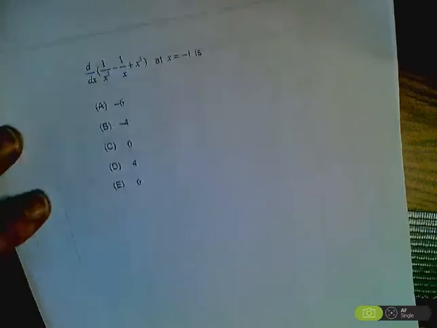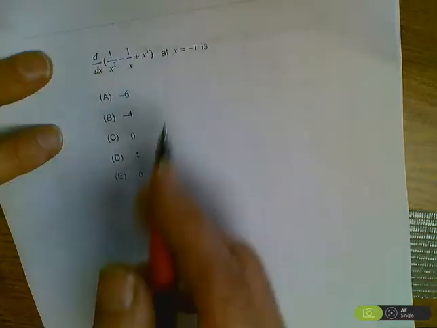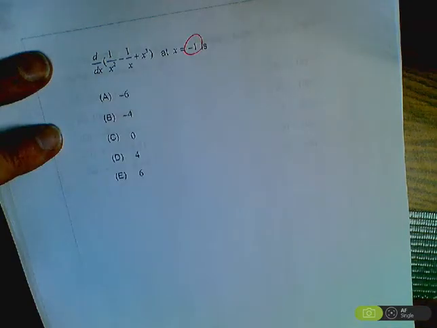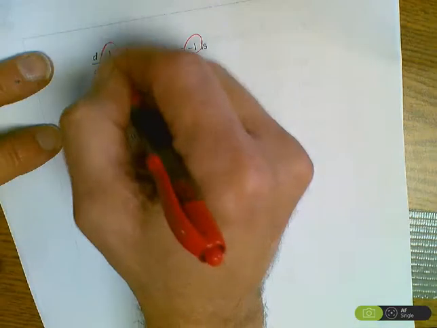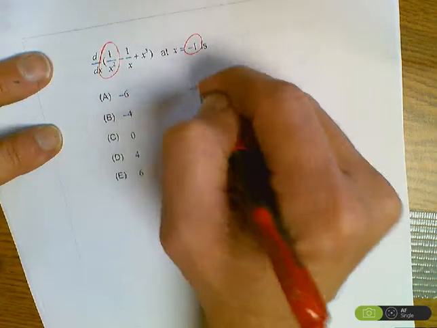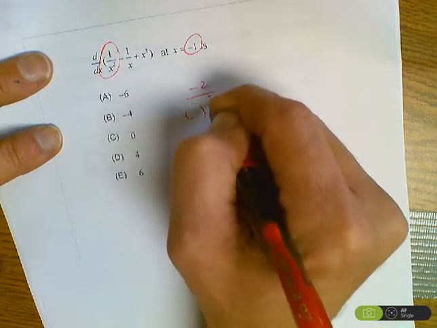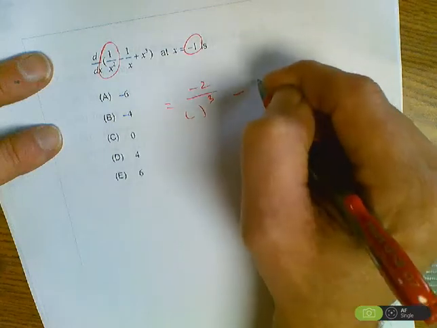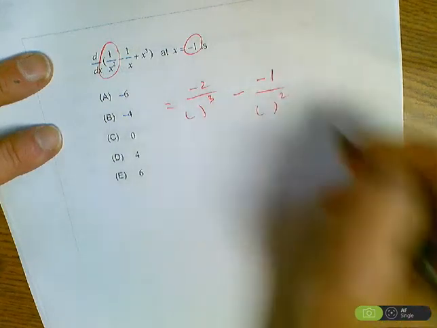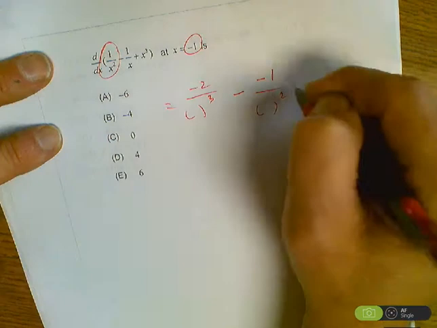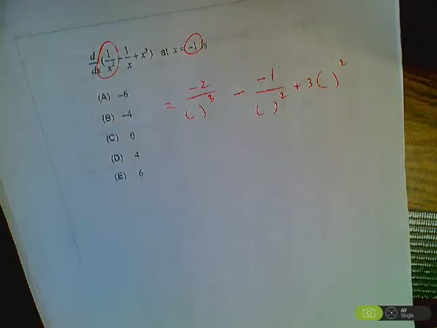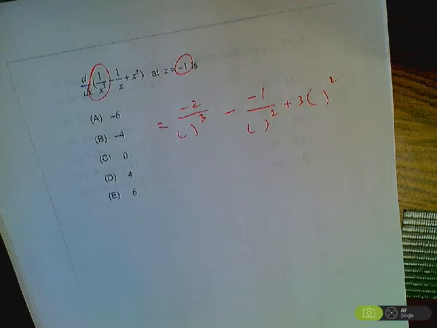Okay, so number 7. Let's take the derivatives individually. We're going to put negative 1 in at the end, so I'm going to jupe everything. Watch what I'm going to do. This first one is negative 2 over jupe cubed. Then the next one is minus negative 1 over jupe squared. Then I've got plus 3 jupe squared. So if I do it like that, instead of just putting the x there, I put a jupe.